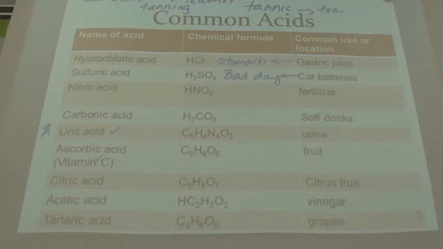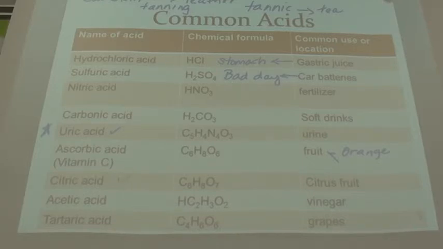Ascorbic acid is vitamin C. It comes from fruit. Namely, what's a great source of vitamin C? Oranges. Do you know any vegetables that are a good source of vitamin C? Okay, moving on.